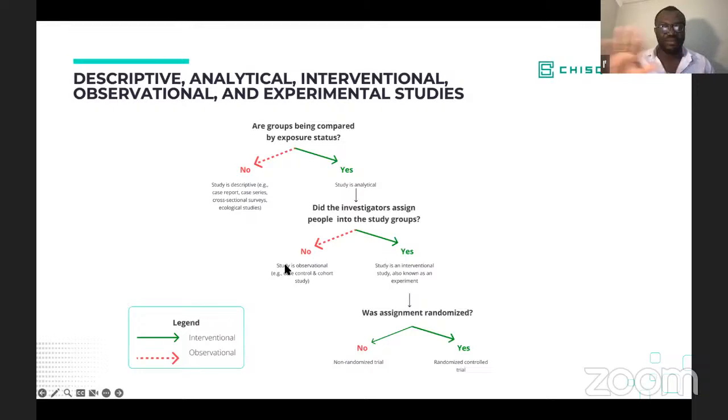So there are only three forces that can assign people into study groups: nature, nurture, or the investigator. So when the assignment is done by nature or by nurture, which is yourself, or lifestyle or environmental factors, we call that an observational study. So it's analytical, but observational. It's observational because the investigator is just observing, they're not intervening.